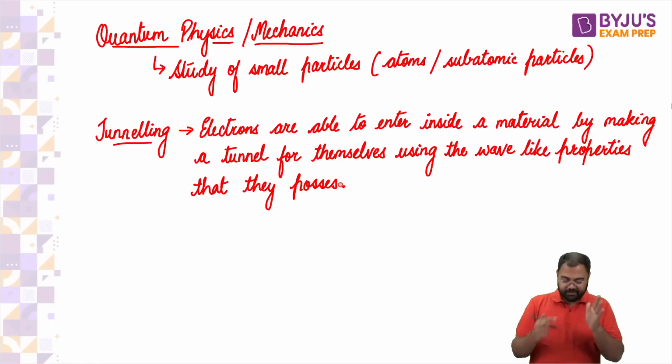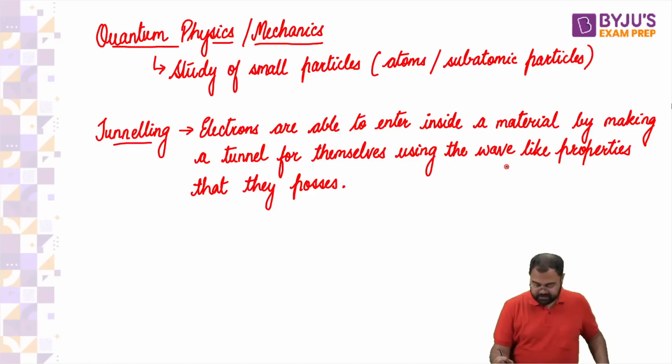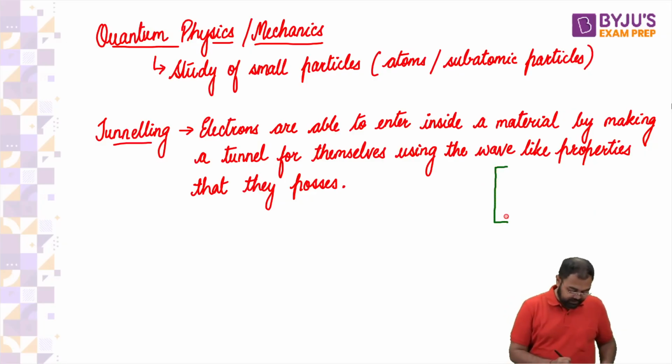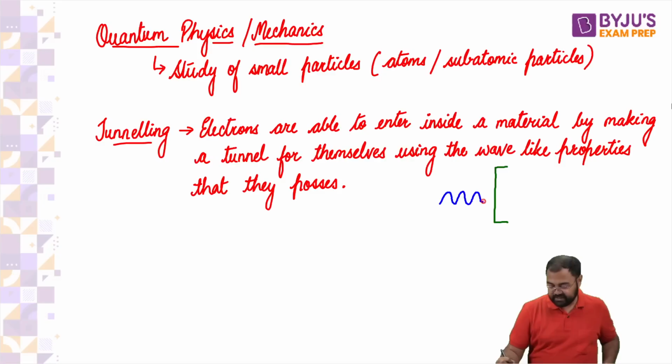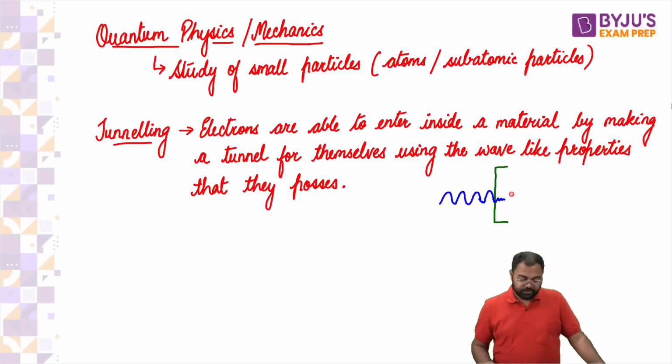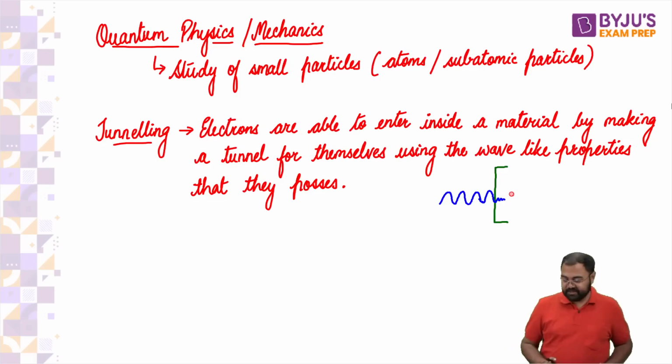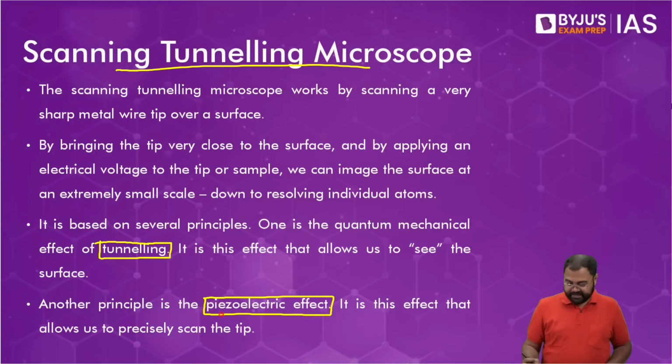But because they are like waves, what happens is something like this: let's say this is the surface, and the electrons are able to enter inside the surface like this. So this is called tunneling. All right, this is called tunneling. Now after this, the second property is the piezoelectric effect.